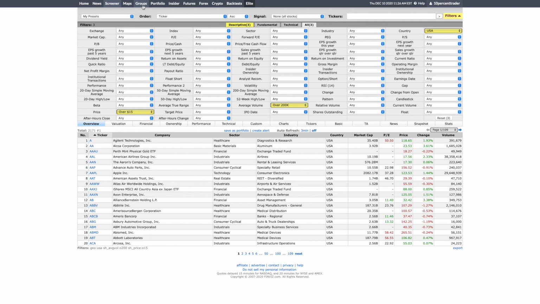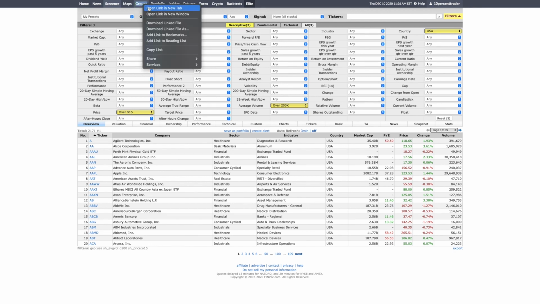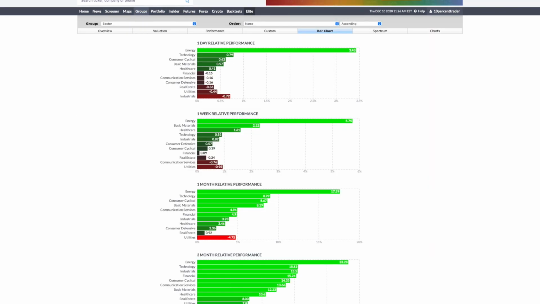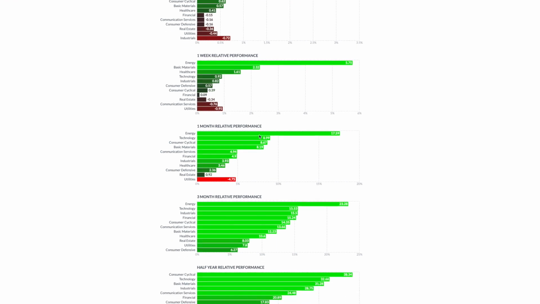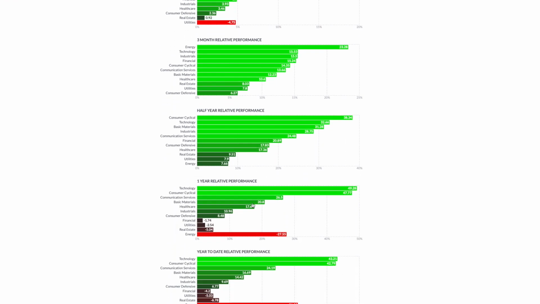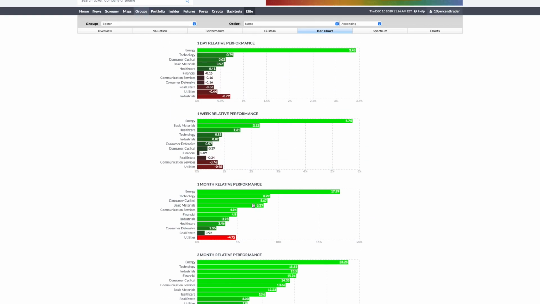And the way that you can do that is by going to groups up here at the top. And this is going to break down the sector by sector performance over the past 1 day, the past 1 week, 1 month, 3 months, half year, 1 year, and even year to date. And the idea behind this is to get into a stock that is in a really well performing sector, maybe while it's pulling back or it's having a dip in the market.